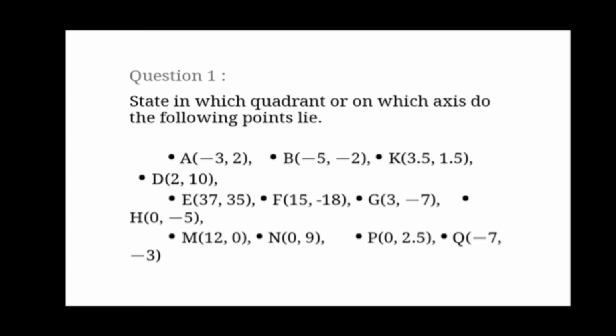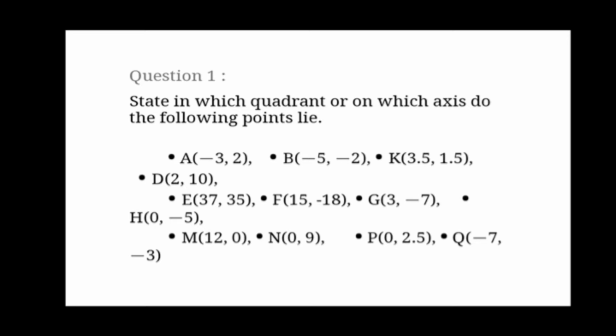So look at the problem first. State in which quadrant or on which axis the following points lie. Some points have been given, and we have to tell the exact position of these points on the coordinate system. Children, we have seen that our coordinate system contains quadrants, some axes, and the origin, right? So we have to tell where these points lie.